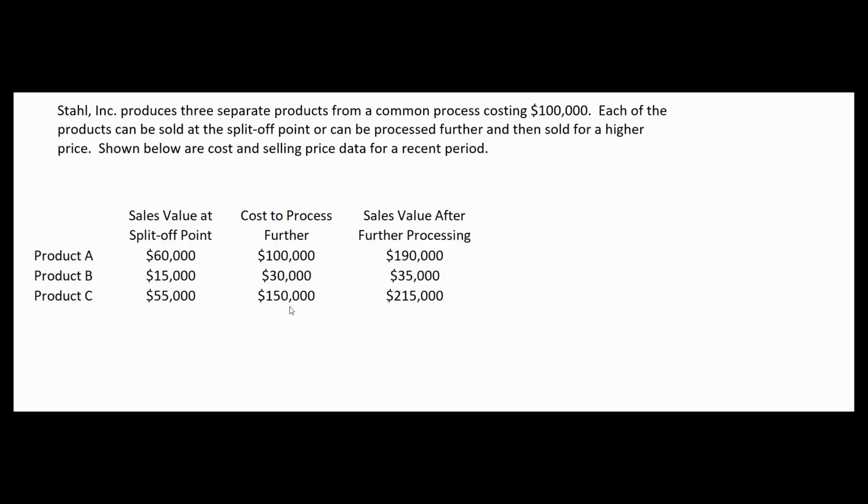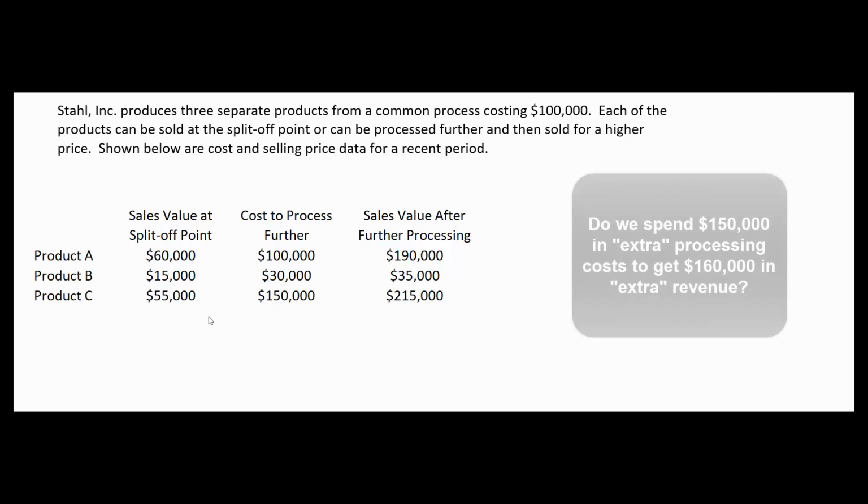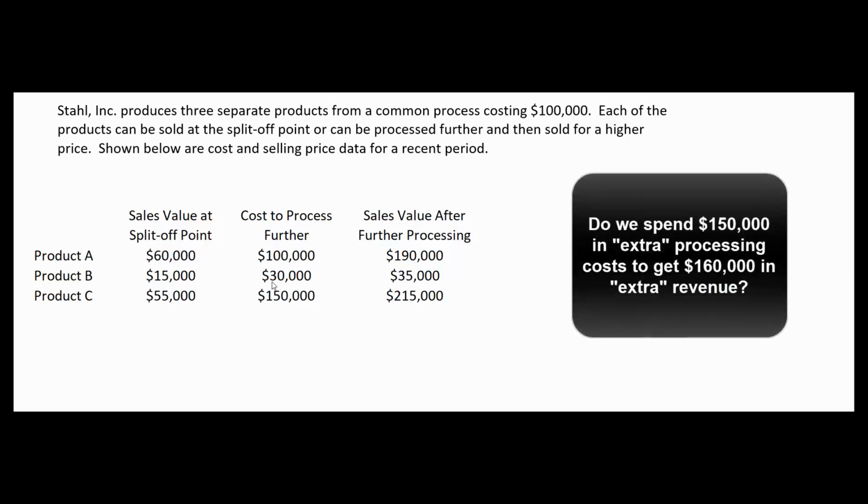Third product, we can sell right now for $55,000, or we can spend $150,000, and then we can sell it for $215,000. Well, if we sell it for $215,000, that is $160,000 more than what we could sell it for now. So do we spend $150,000 to get $160,000 more in revenue? And the answer is yes.